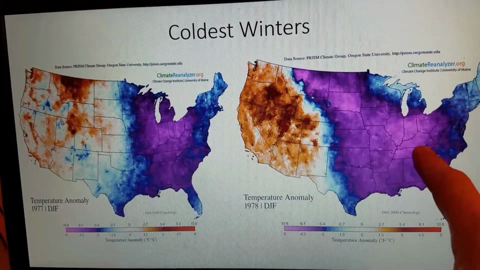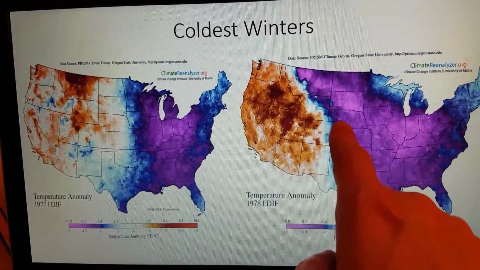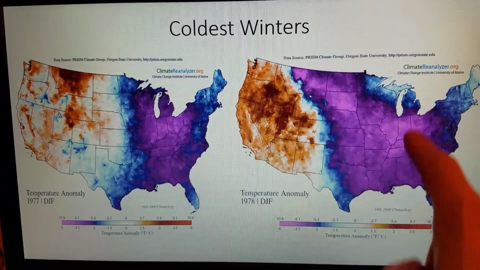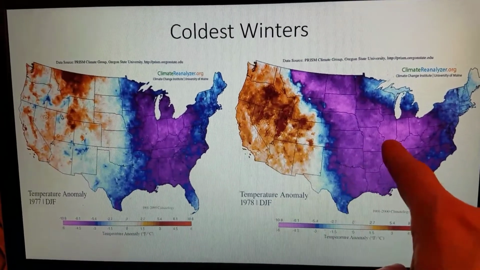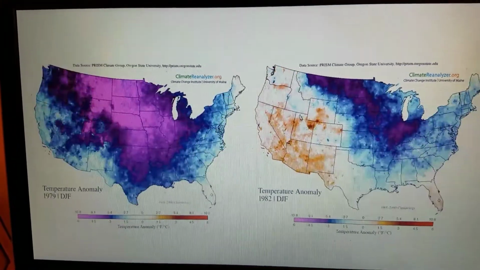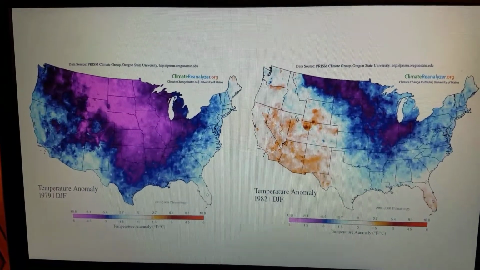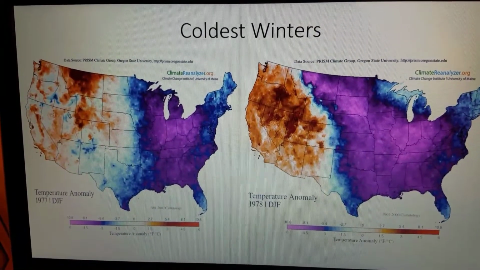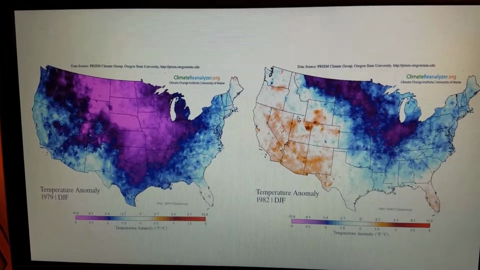1977, 1978, it was a little bit further west as compared to 77. But there's a major amount of cold air, especially east of the Rocky Mountains in the winter of 1978. And then in 1979, this string of cold winters continued. So 77, 78, and 79, three consecutive winters were well below normal.